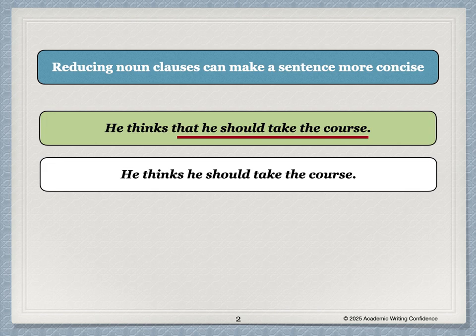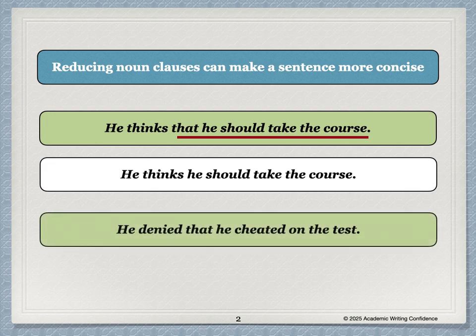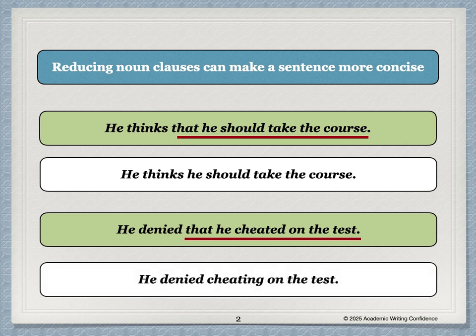Here's another example. He denied that he cheated on the test. This could be made more concise in this way. He denied cheating on the test. You can see that in both of these sentences, the noun clause begins with the word that, which can often be omitted.